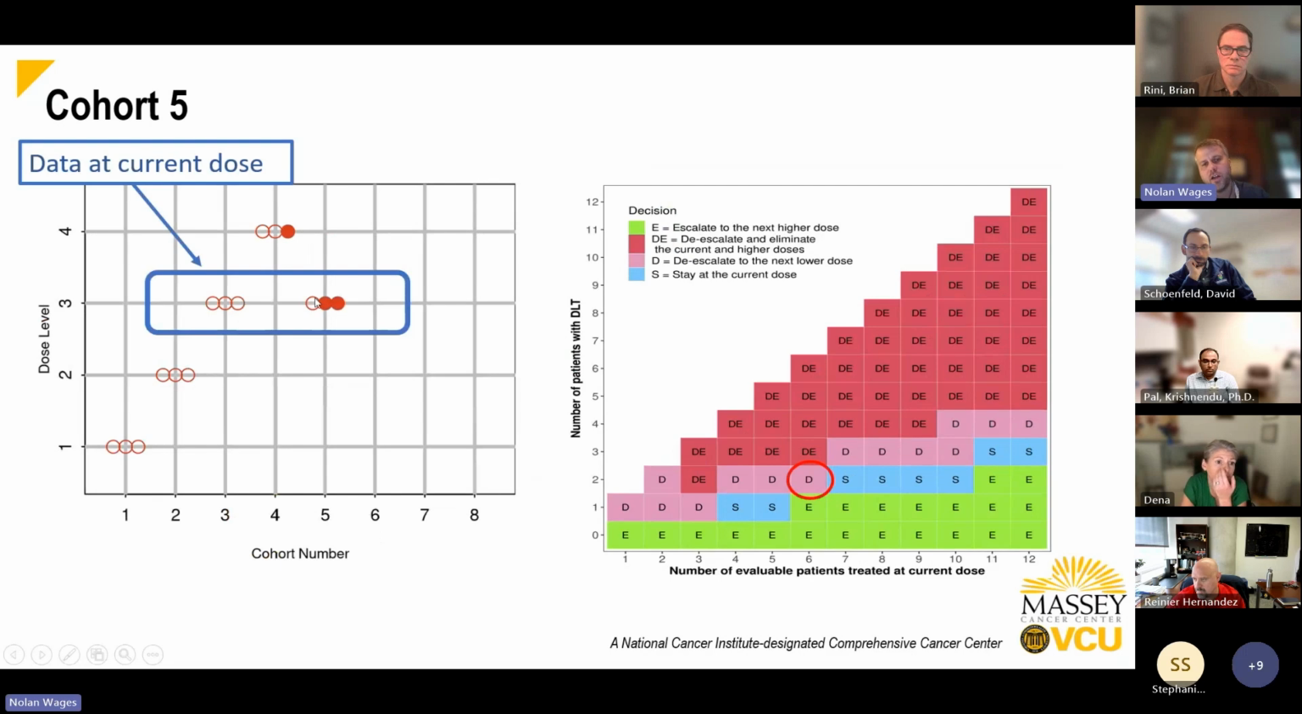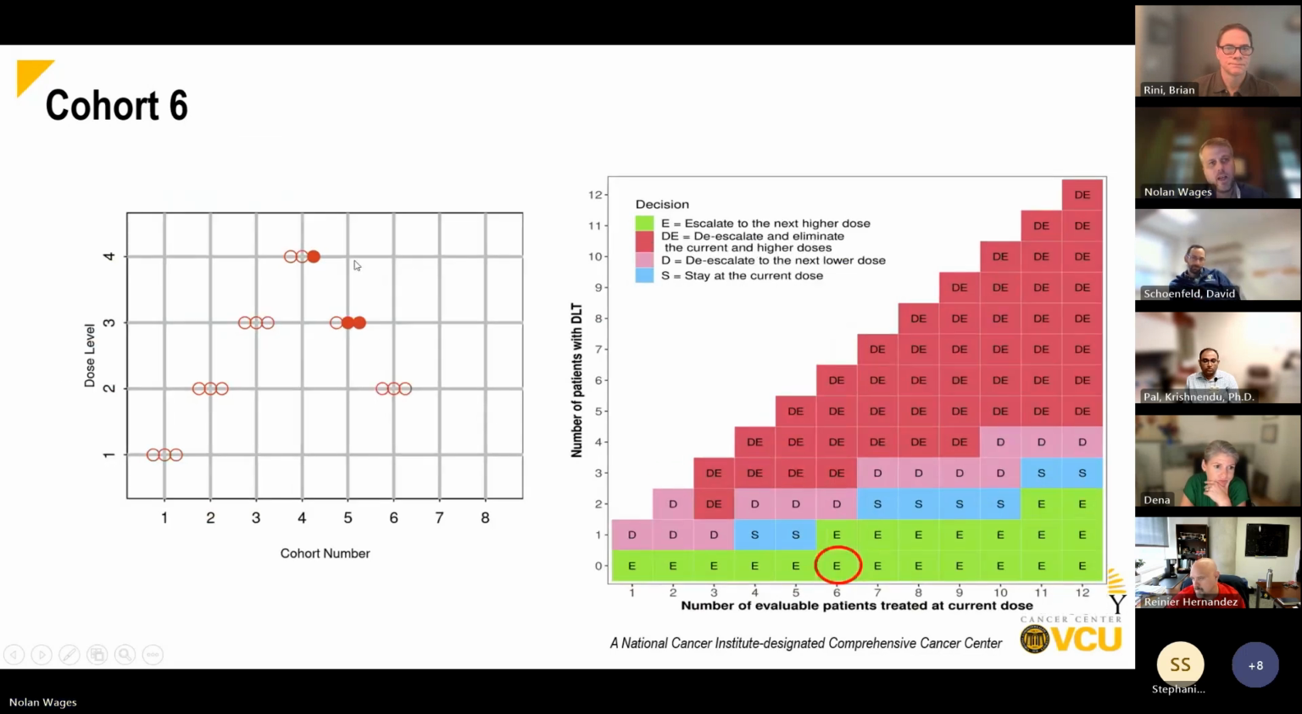Once I do that, I'm going to put a second cohort of 3 patients on dose level 3. And in total now I have 6 patients at that dose level. Again, we factor in all the patients that have been put there. And we have 2 DLTs. So I go to 6 patients here on the x-axis, 2 patients have DLT. I'm going to de-escalate the dose. I go back to cohort 6. I'm going to use all 6 of these patients and I have 0 DLTs. I'm going to escalate the dose.